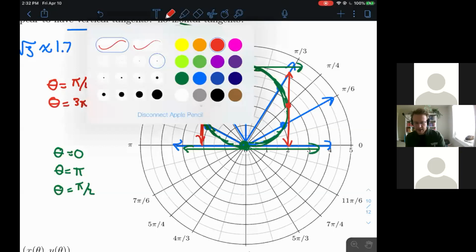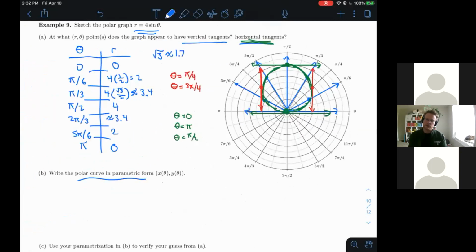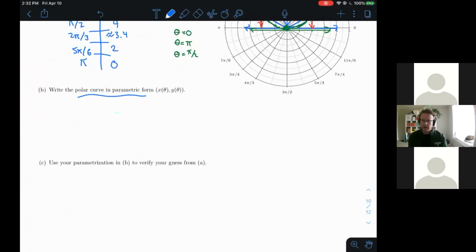So that's when I think that it has horizontal and vertical tangents. And now we'd like to get into actually using these formulas to help show us where these things are. So the first step is I'd like to write my polar curve as a parametrization for x and for y in terms of theta.